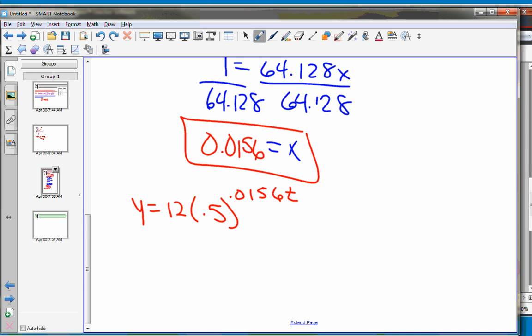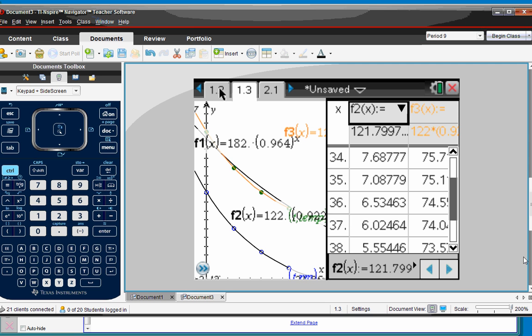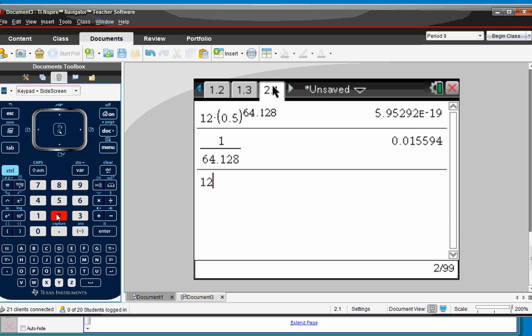I can estimate any hour that I want to, correct? And what are they asking me to estimate? They want to know what's going to happen in 72 hours. I'm going to plug in a 72 there. So if I come back over here and type in 12 times parenthesis 0.5 caret 0.0156 times 72, how much is left in my body?